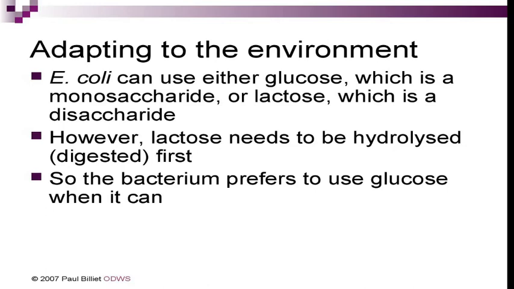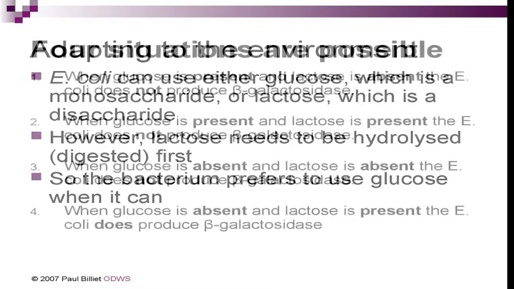What happens when an E. coli is grown in a lactose medium? The lactose has to be broken down into glucose and galactose, and the glucose will be utilized by the E. coli. So, this lactose which is present has to be hydrolyzed first. So, the bacteria prefers to use glucose when it can.